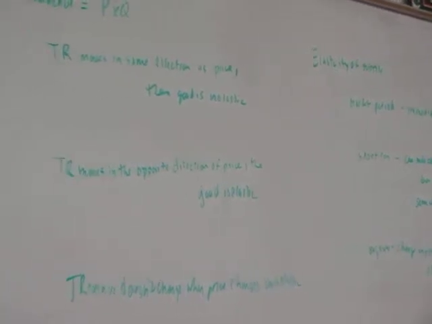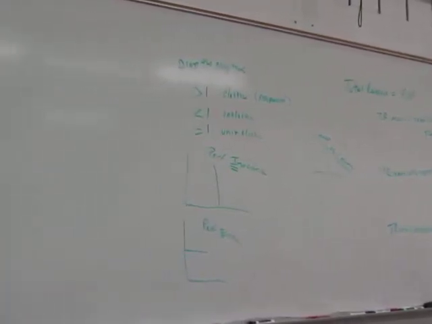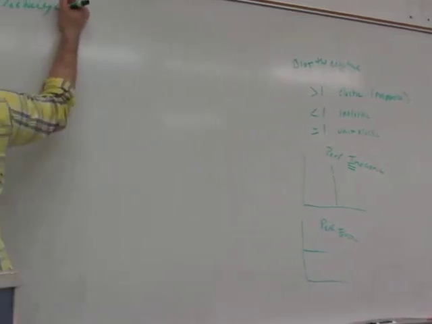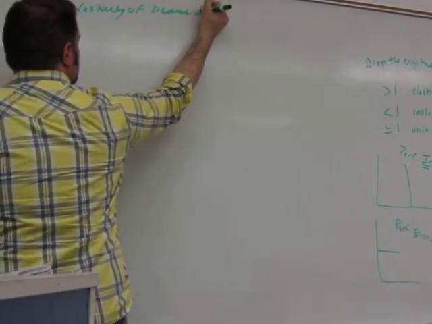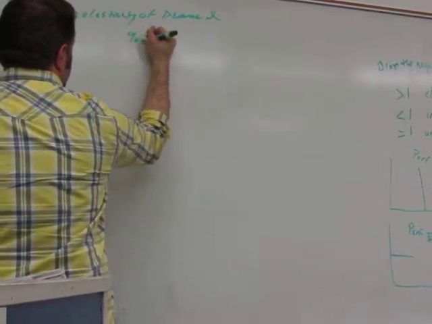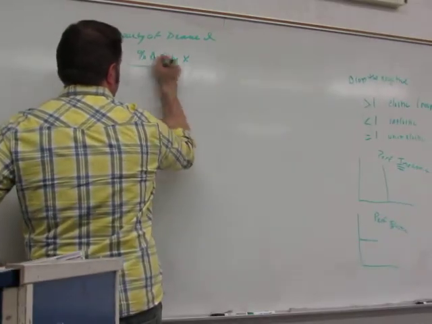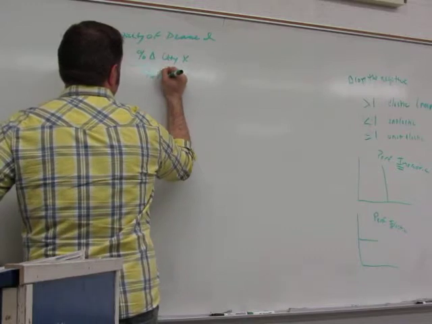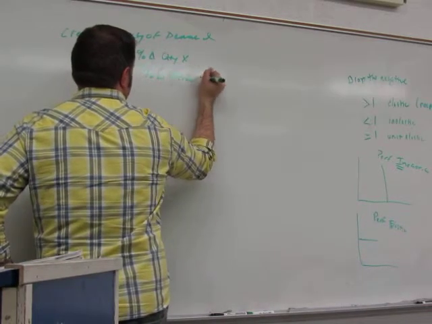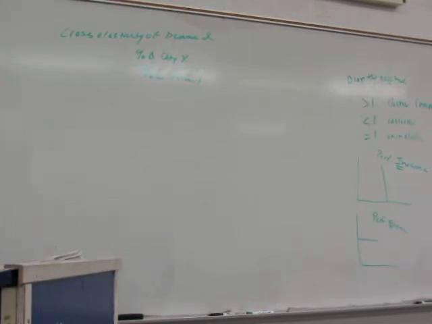All right. There's two other types of elasticity you need to know. First, you need to know cross elasticity of demand. Formula for this one: percentage change in quantity of X over percentage change price of Y. This is comparing two separate goods. How much of good X would you buy if the price of good Y changed?